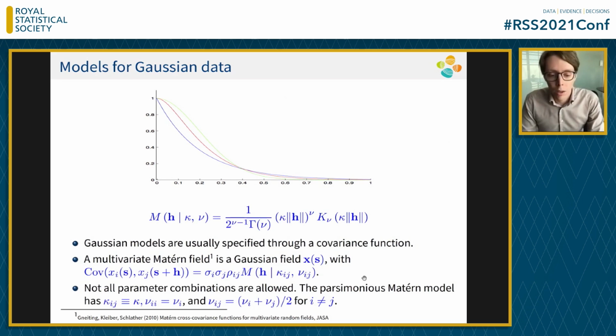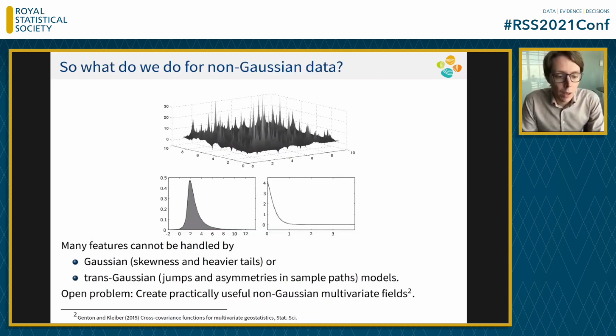One possibility is to use what they call the parsimonious Matérn model, where we assume that we have a common correlation range parameter kappa for all dimensions. We have individual smoothness parameters for each dimension, and then the cross smoothness parameters for the cross correlations are explicitly given in terms of the marginal smoothness parameters. So that is one common choice that we will get back to a bit later. But now the main point that we're interested in is that in many cases, a Gaussian model might not be enough.